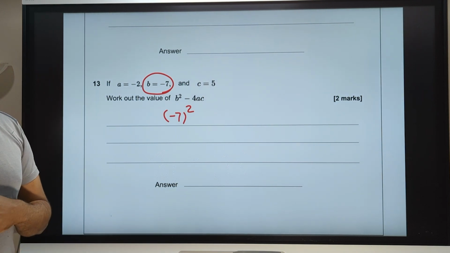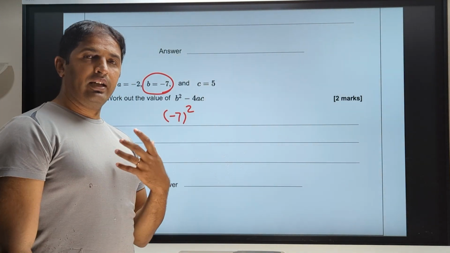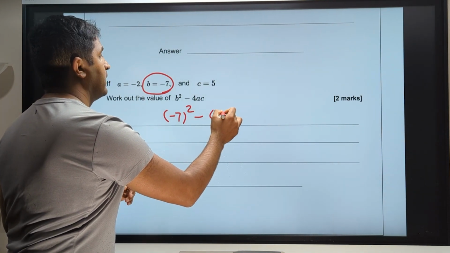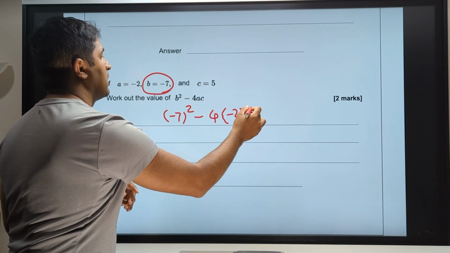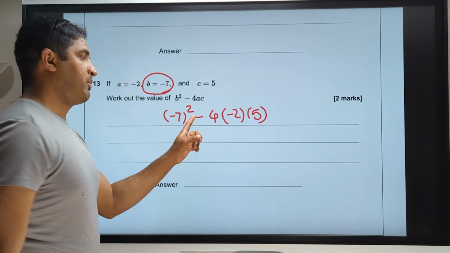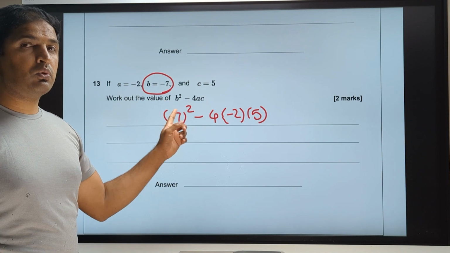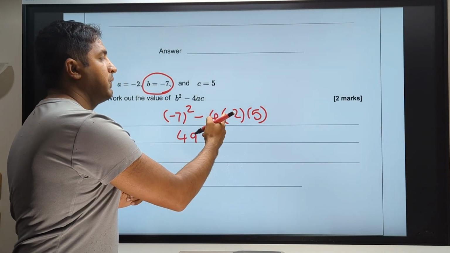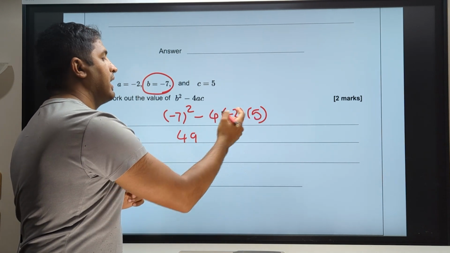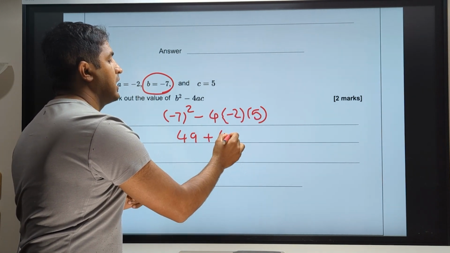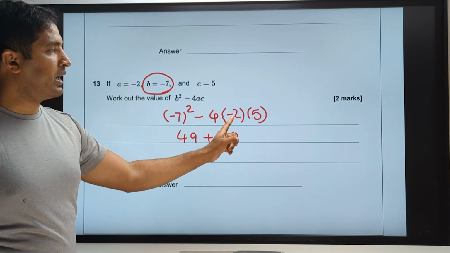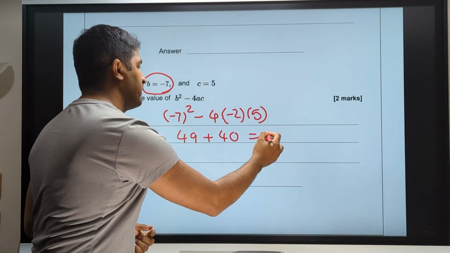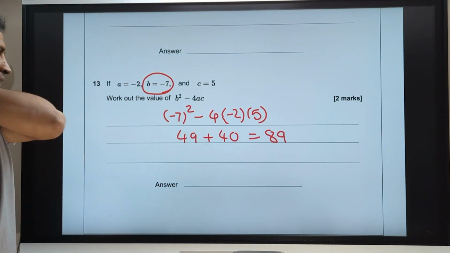That again all depends on the calculator. Different calculators have slightly different functions, okay. Then you're doing minus 4 times negative 2 times 5. So remember that minus sign is with that 4. So you would get a positive answer. So you get 49. Minus 4 times minus 2 is 8. 8 times 5 is 40. So you get positive 40 when you do minus 4, minus 2 and 5. So positive 40. So 49 and 40 gives you 89. So we get 89 as our answer for that.